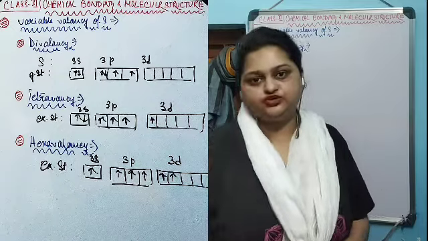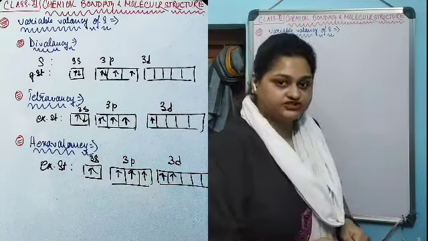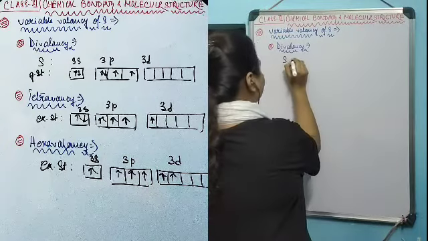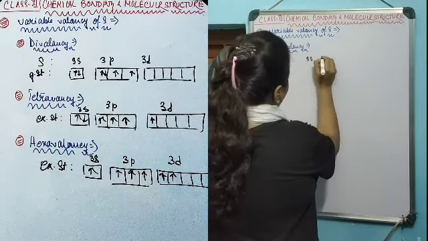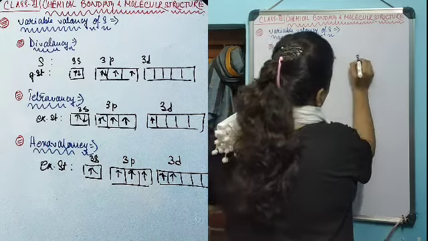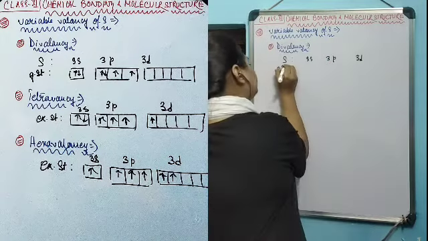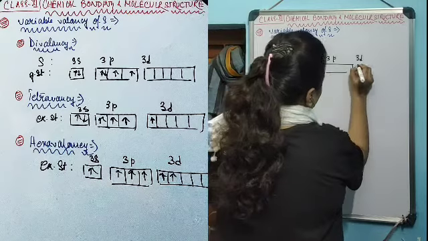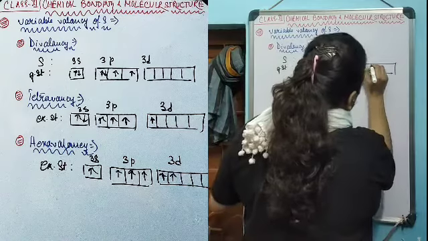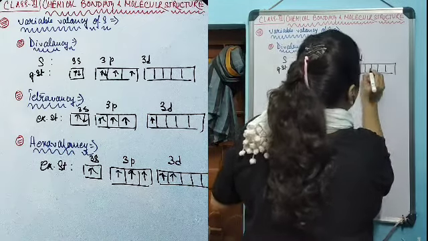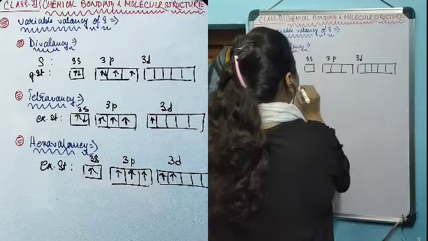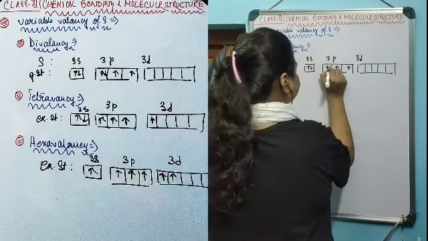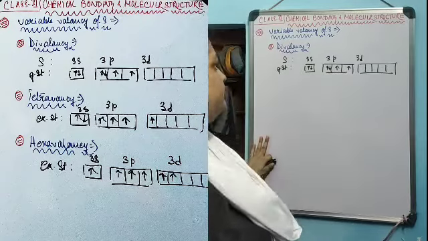Variable valencies can be shown by sulfur also. Let's see how sulfur shows variable valency. The ground state electron configuration for sulfur is 3s2, 3p4. Now this is the ground state electronic configuration.